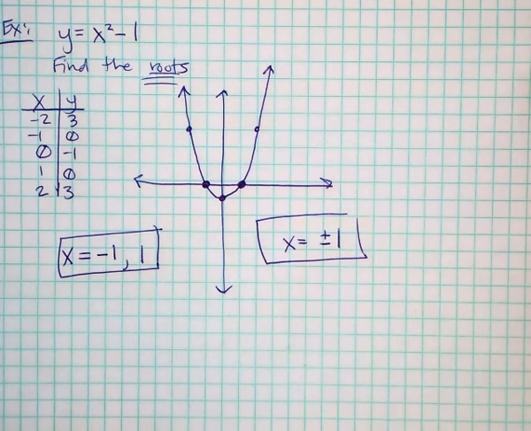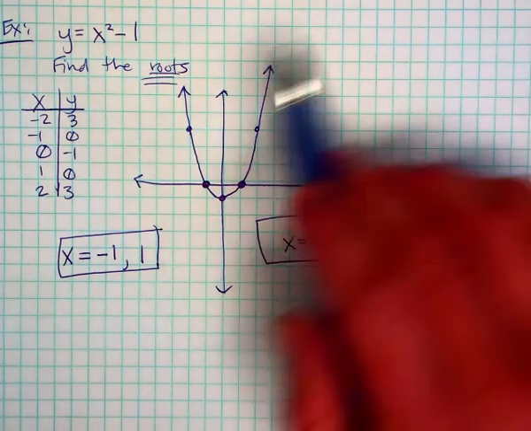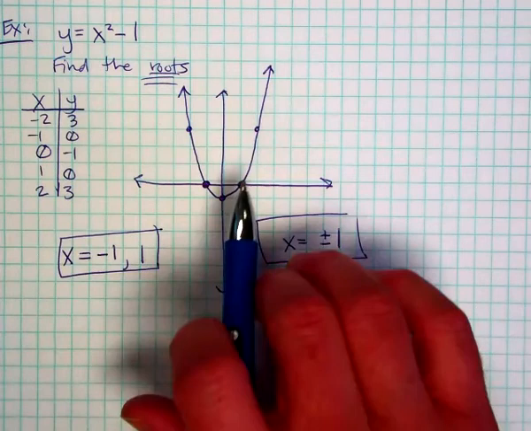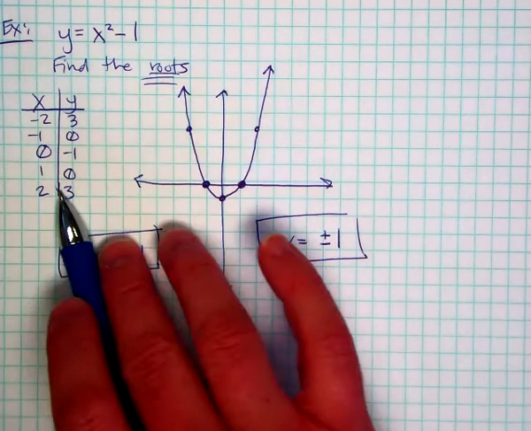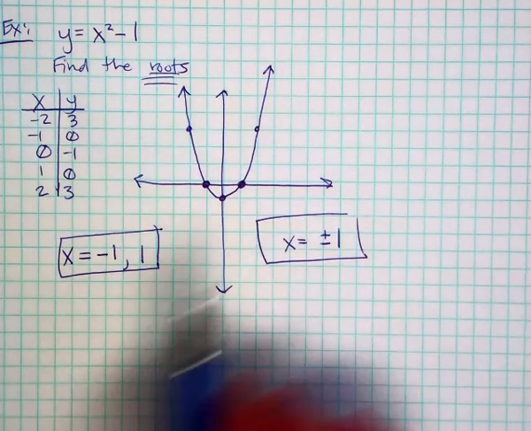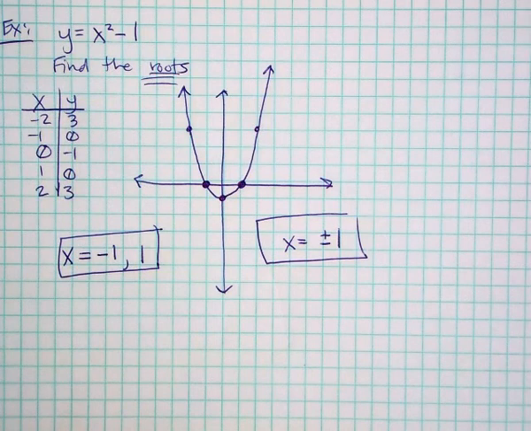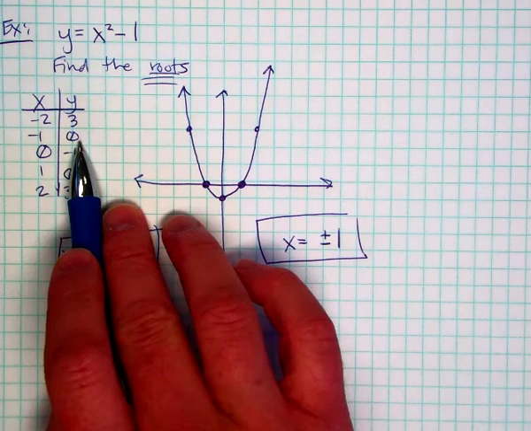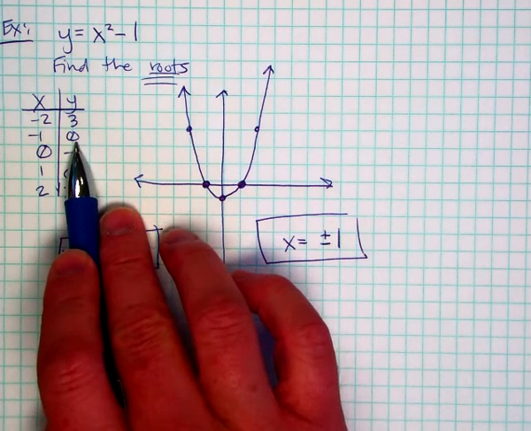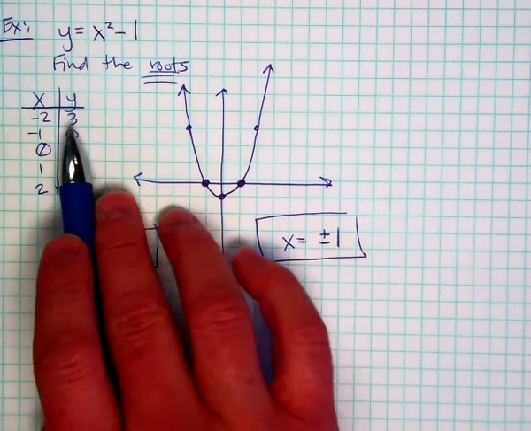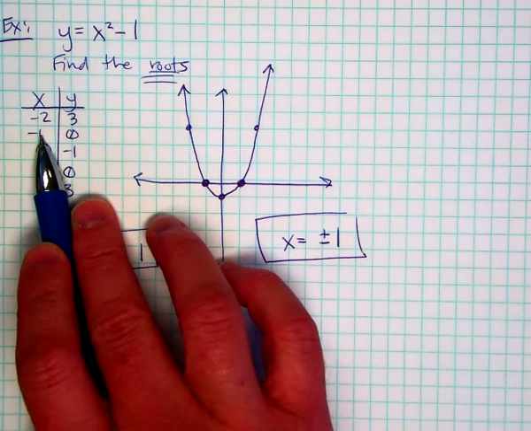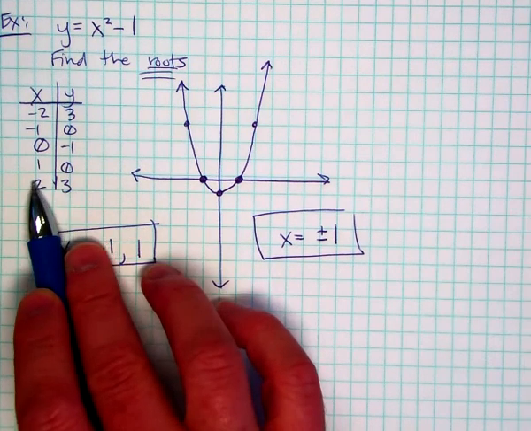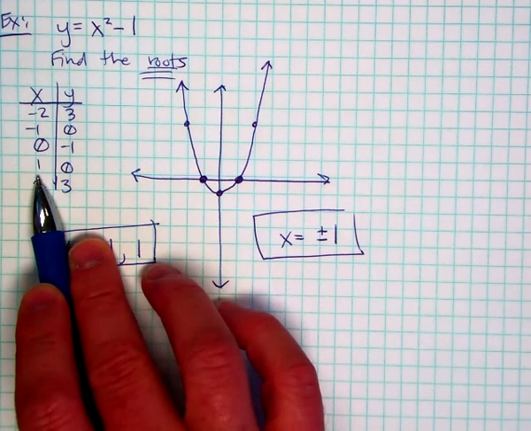Can somebody point out where the x-intercepts were in the table? Without making a graph, what could I be looking at here to tell me that these are the roots? Hannah? Absolutely. She said if the y is 0. Right here, y is 0, which means it's on the x-axis. If y is 0, -1 is one of my answers. Y is 0, +1 is one of my answers.